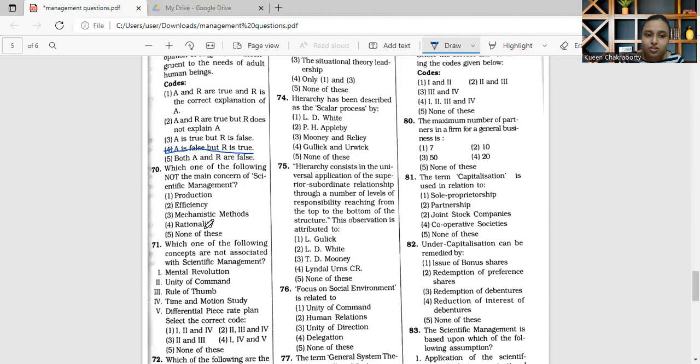Next, moving on to question number 70. Which one of the following is not the main concern of scientific management? Production, efficiency, mechanistic methods, rationality, or none of these? See, scientific management was also called Taylorism. This was a theory where the management principles were explained well enough that they analyzed and synthesized workflows. Its main objective was improving economic efficiency, especially labor productivity.